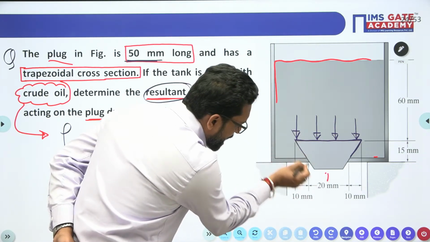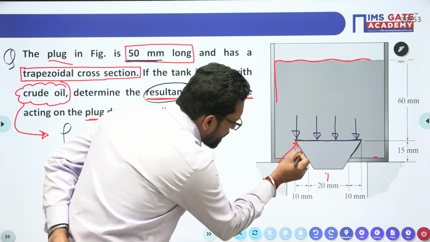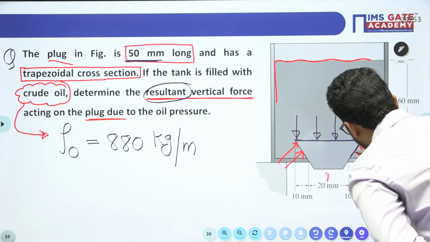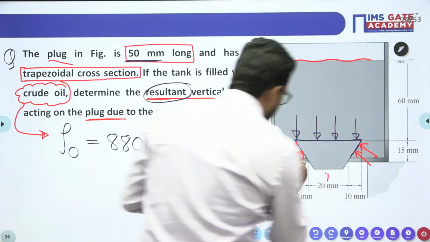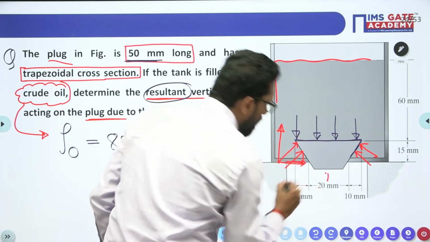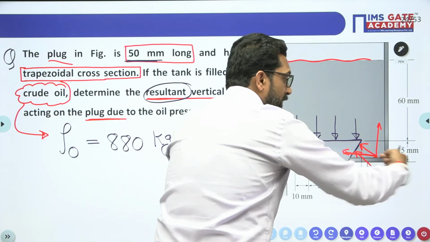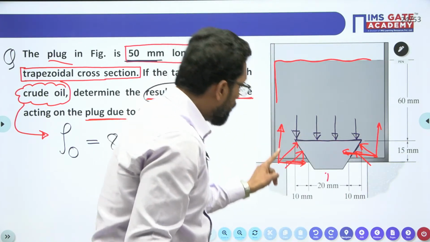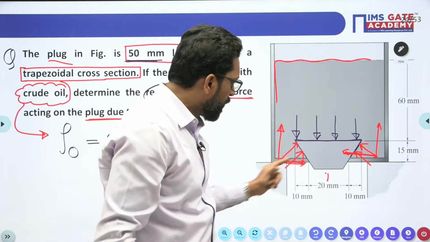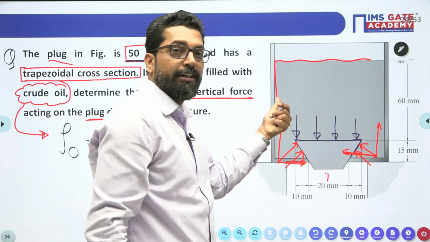Due to this inclined surface, the fluid will exert pressure in this direction. Yes or not? So it has two components: one is the vertical component, the other is the horizontal component. The horizontal component cancels out, so there is a vertical force. Due to the inclination, there is a vertical component of pressure exerted by the fluid.